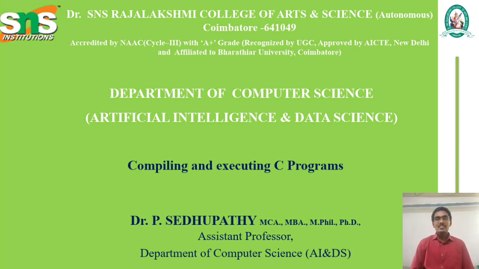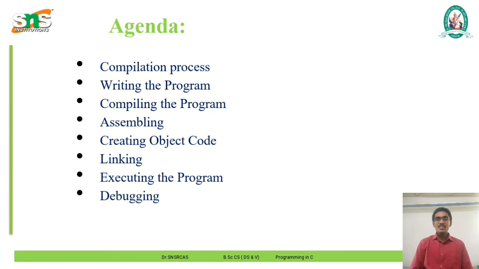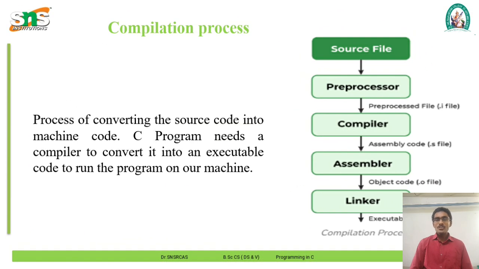Dear learners, now we are going to discuss how C programs can be compiled and executed. The agenda for the discussion will be the compilation process, writing the program, compiling the program, assembling, creating object code and linking, execution of the program, and debugging the program. See, now the first process will be compilation.